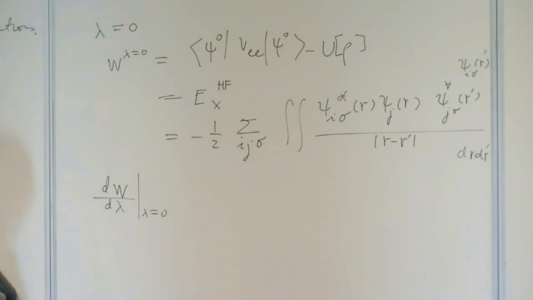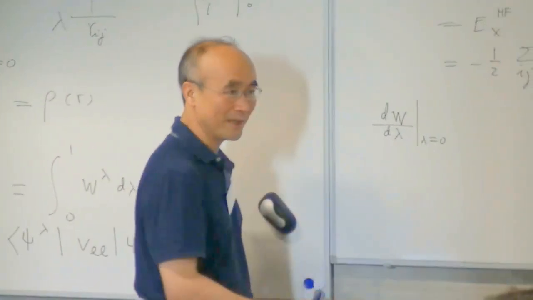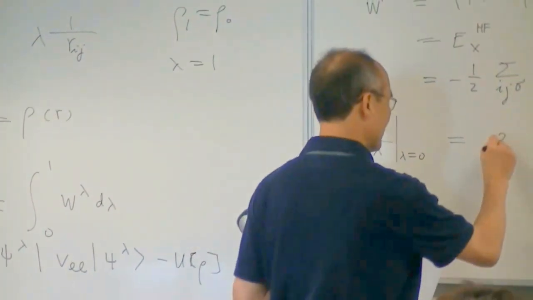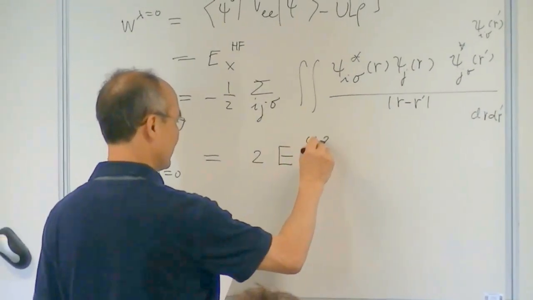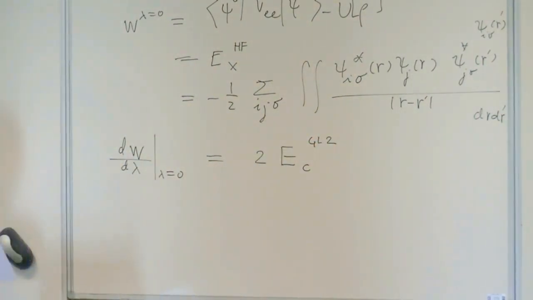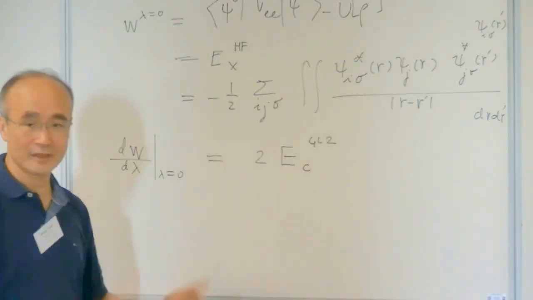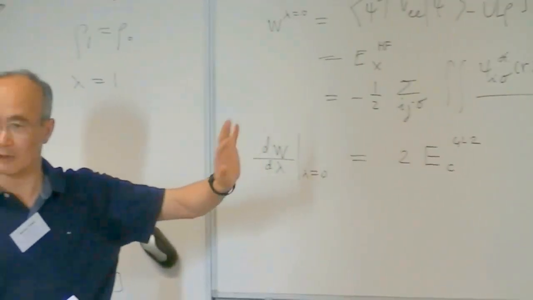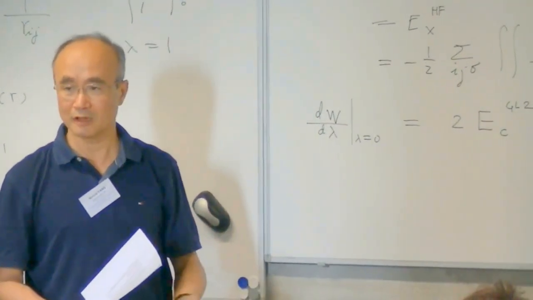So the slope is also known. The slope of the function, evaluated at the beginning of the adiabatic connection, differentiated with respect to lambda, is also a known quantity. This was derived by Levy and Andreas Görling. The correlation energy in the Görling-Levy second order perturbation theory, and Mel will give the full derivation. So the slope is given in an MP2-like fashion, very similar to MP2 but with a different expression.